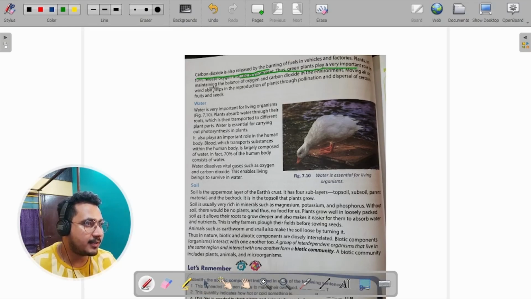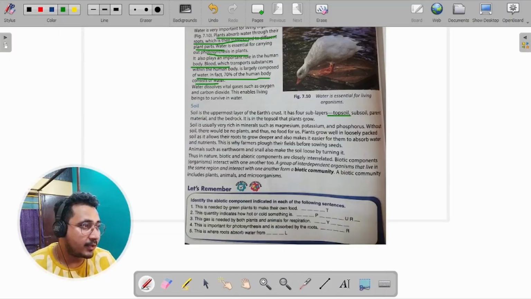The role of carbon dioxide, you need to underline that. This line is very important, like how plants absorb water and why it is needed. Our body is mostly water. That is also needed, like blood. Blood is a liquid, and the main solvent of the blood is water. In our body, more than 70 percent is water. Water is very crucial for our body. That is also very important.